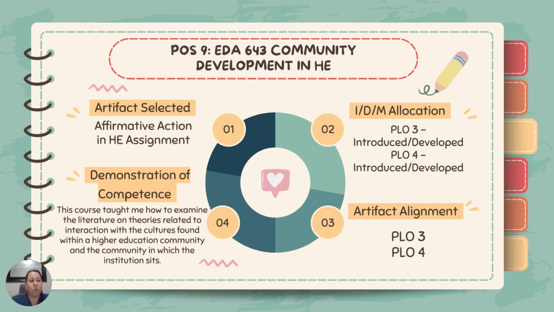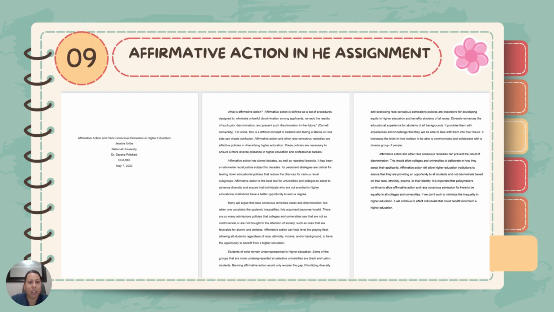their identity. This course introduced and developed an examination of the literature on theories related to interaction with the cultures found within a higher education community and the community in which the institution sits. It also introduced strategies for effective communication with various entities within the organization, such as students, staff, faculty, and administration, as well as engaging with the external community of local, state, and regional. And again, I did reference my affirmative action in higher education assignment on the following slide.